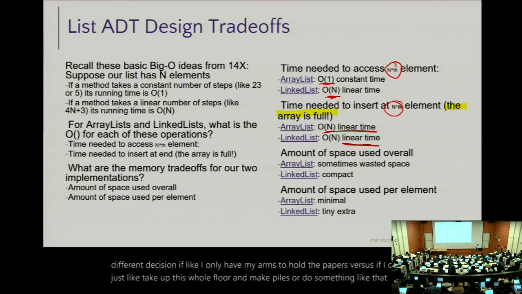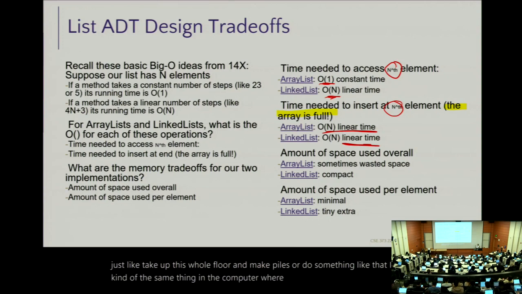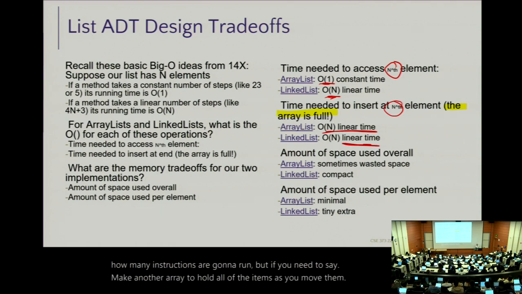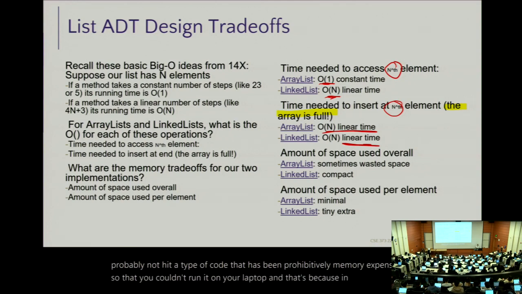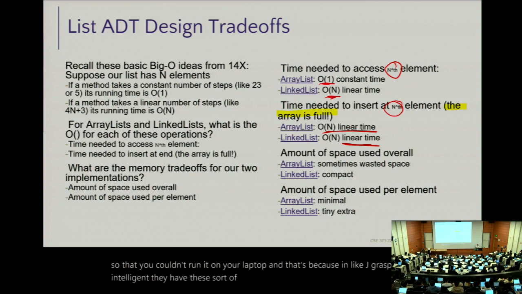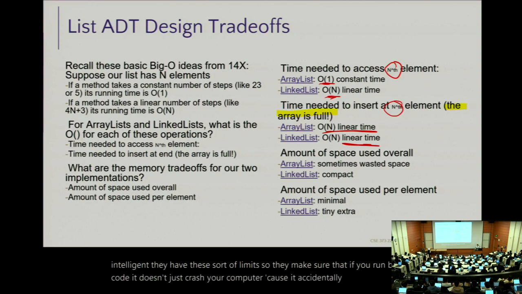It's kind of the same thing in the computer where you not only have to think about how many instructions are going to run, but if you need to, say, make another array to hold all of the items as you move them, that takes up more space in the computer's memory. And when we are programming on our laptops, at least in school, my guess is that you have probably not hit a type of code that has been prohibitively memory expensive so that you couldn't run it on your laptop. That's because in JGrasp and IntelliJ, they have these sort of limits. They make sure that if you run bad code, it doesn't crash your computer because it accidentally consumes all your RAM.